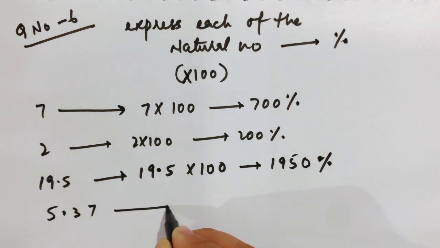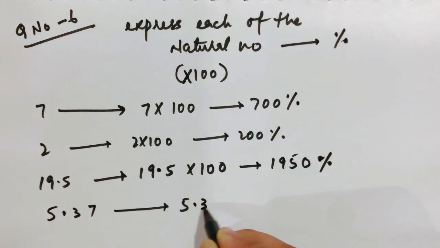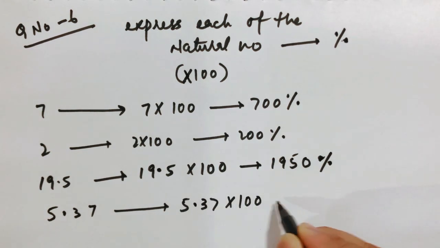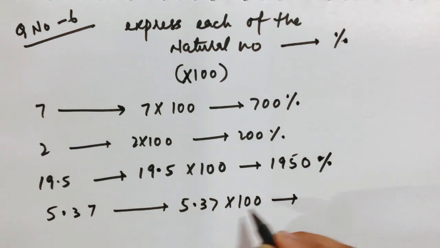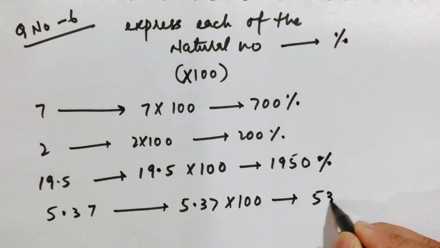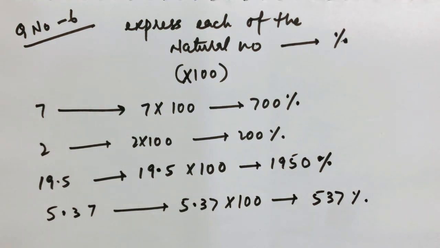Then we have 5.37. So 5.37 times 100 will move the decimal two places towards the right hand side, giving 537%. Okay.